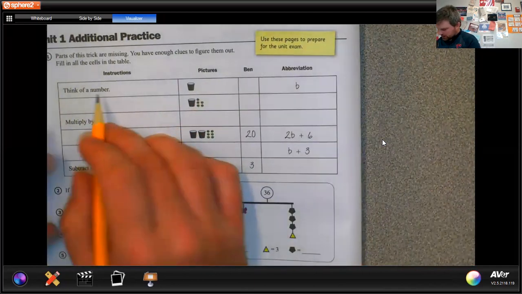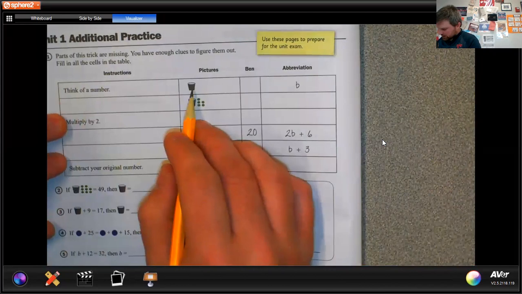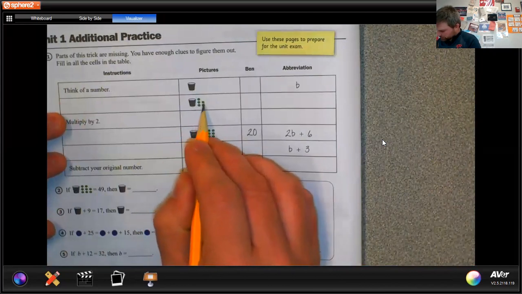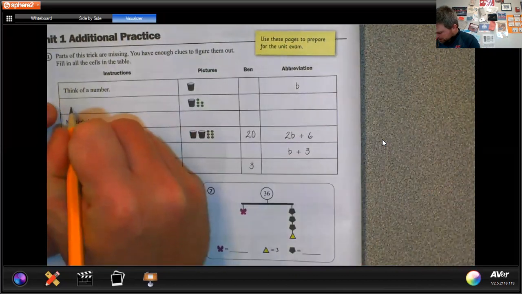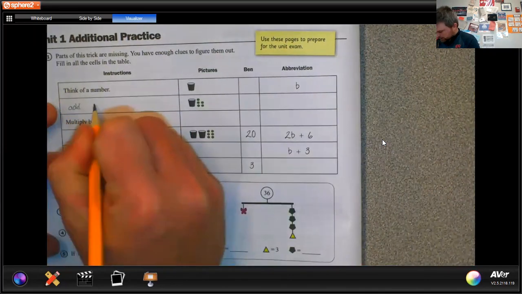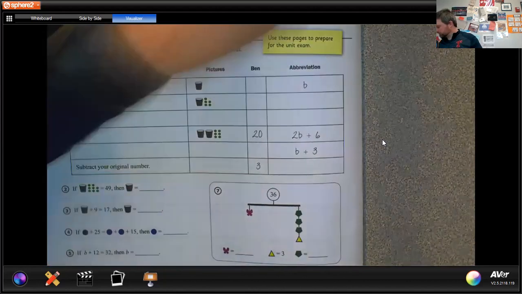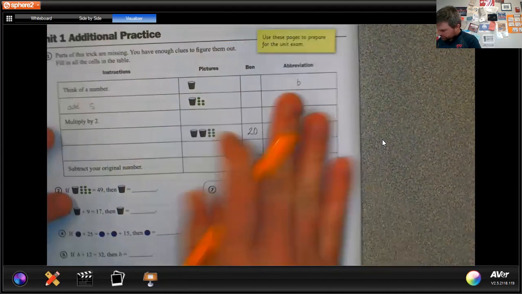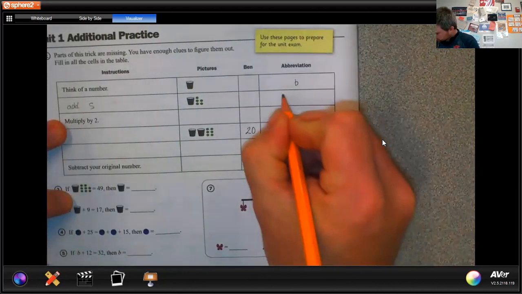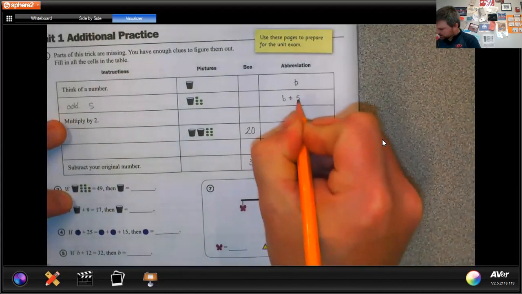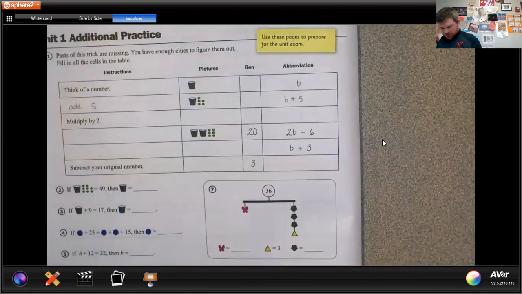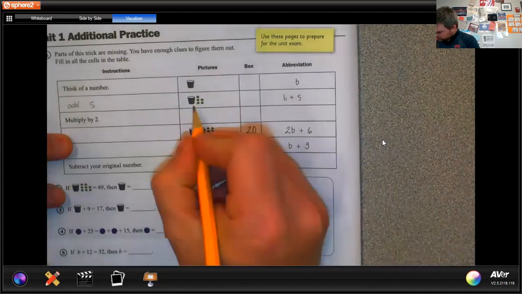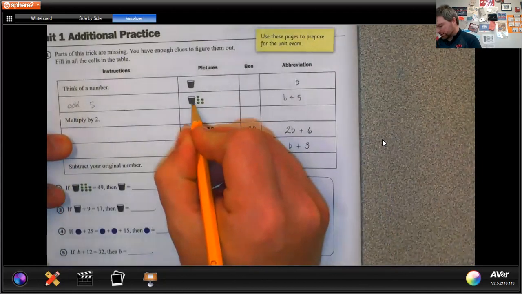So think of a number, we got a bucket, okay, and then they went from the bucket to, looks like they added 5 marbles. So remember, that is just add 5. That pencil broke. All right, so add 5. So b plus 5, we still don't know a number. And then it looks like multiply by 2. So we're going to take this picture and multiply both items by 2.